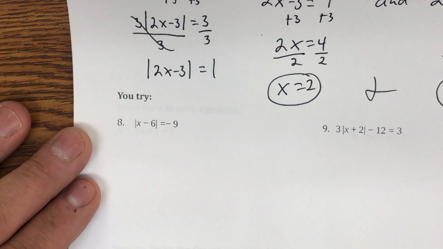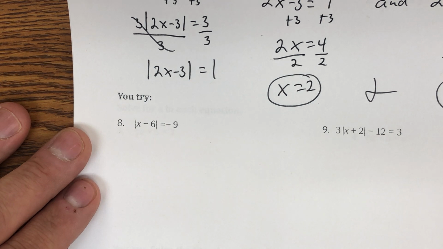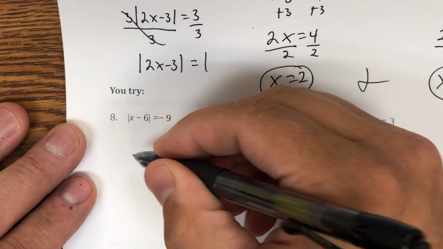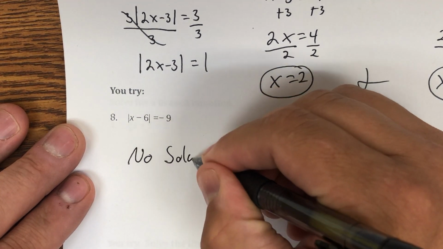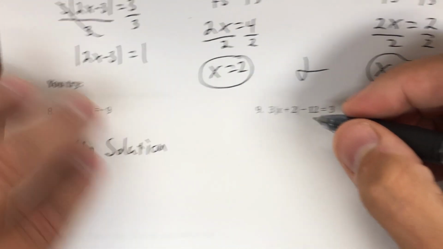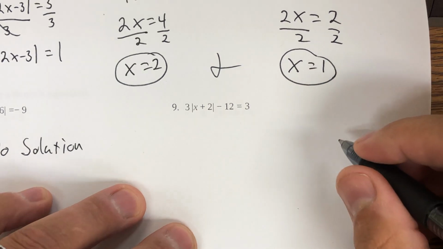All right, hopefully after your pause and trying, things went okay. But number 8, pretty easy. Absolute value can't equal a negative. No solution. Next one, a little bit tougher. Slide this over, make sure we have plenty of space.